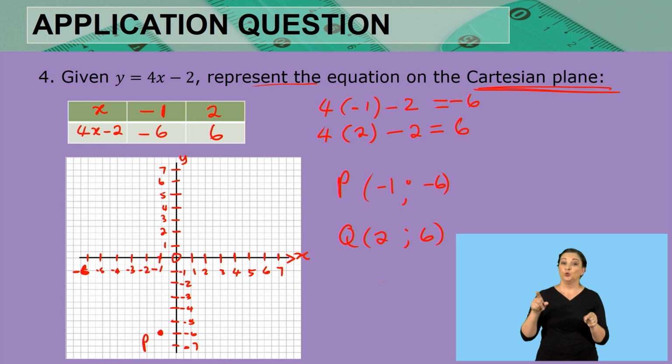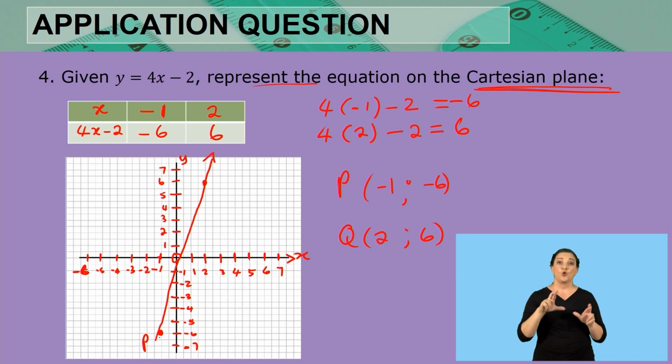And then our point Q is the 2 and the 6, so that is the 2, and then we go up to the 6, and we are going to place that point there. And as you can see, those 2 points, if you take your ruler and just connect those 2 points, then that is going to be your graph. Again, I don't have a ruler with me here, but you must use your ruler to connect those 2 points. And that is our equation now represented on a Cartesian plane.